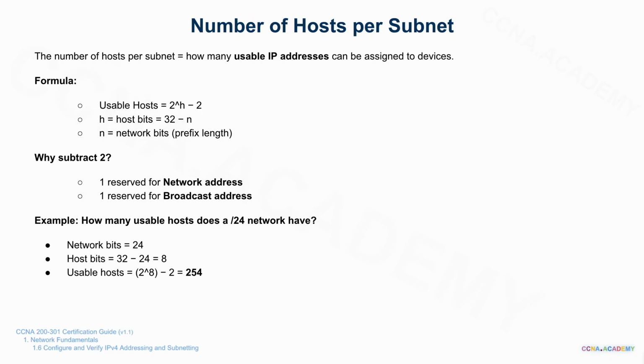To find out how many hosts each subnet can support, we use this simple formula. 2 raised to the power of host bits, minus 2. The -2 is important. We remove one address for the network ID and one for the broadcast address. Let's look at an example. If we have a /24 network, there are 8 host bits left. 2 to the power of 8 equals 256, and after subtracting 2, we get 254 usable hosts.